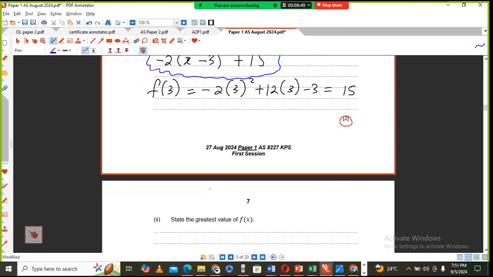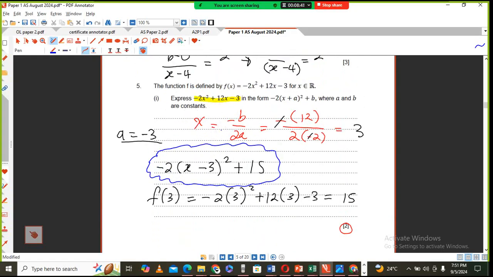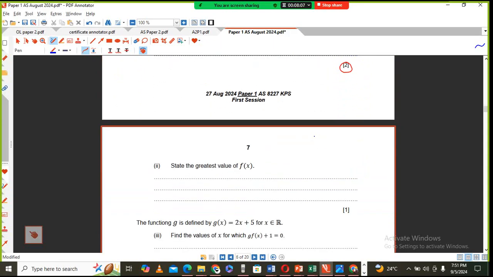Now, when it comes to the next question, the greatest value, you see what? This graph is going to be a parabola that is having a maximum. Is it not so? So the greatest value will be somewhere there. But which value are we talking about? The y value, because they say the greatest value of f of x, that is y equals f of x. So we are looking for the greatest value of y, which is nothing but this 15.